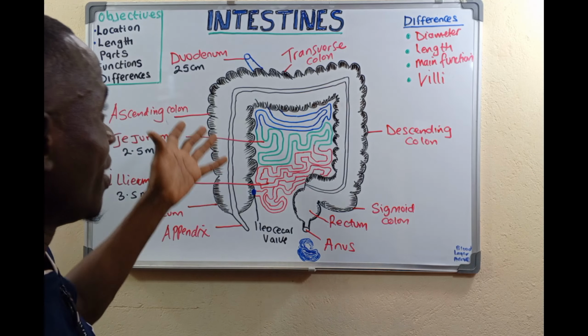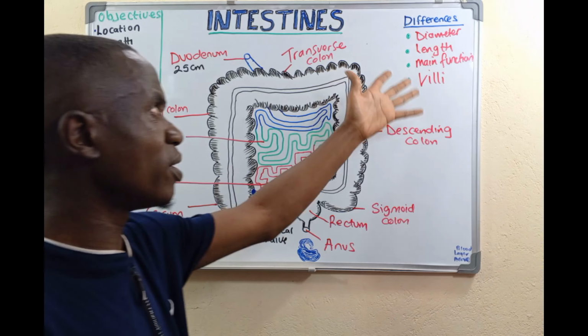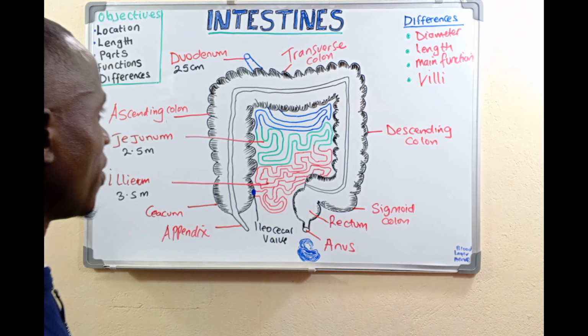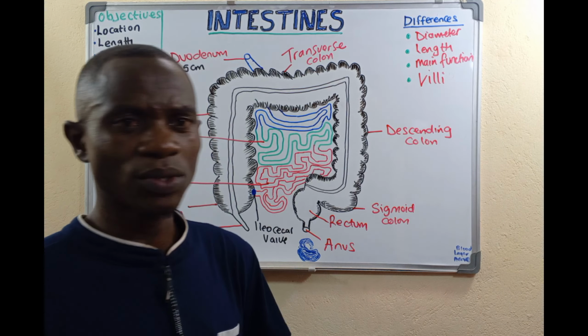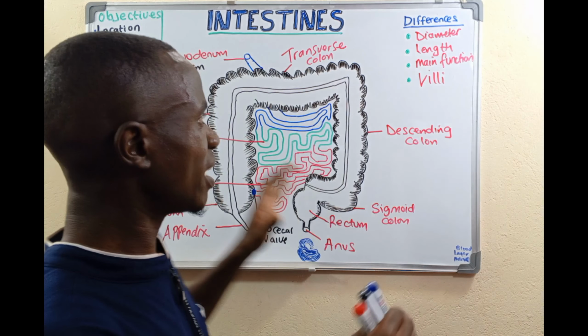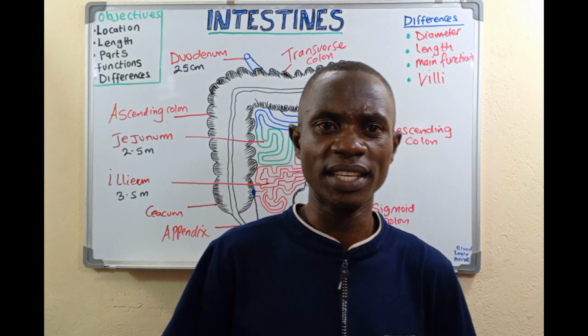So generally, those are some of the common differences between the large intestine and the small intestine. This briefly covers the anatomy and a little bit of the functions and differences of the intestines.